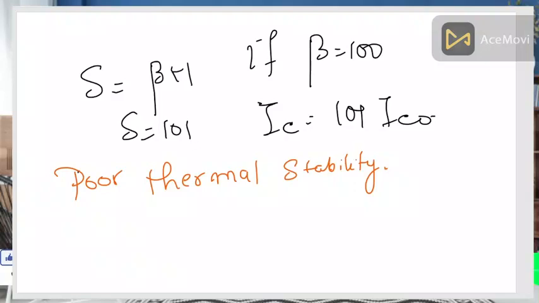constant. And due to this high stability factor, high value of S, there are chances of thermal runaway that I explained in the last lecture, and it can damage your circuit. So you are not going to get proper amplification by this circuit. So fixed bias or base resistor method is not at all a good or properly stabilized circuit. Now what are the other methods and which is the best method, we will see in the next lecture.